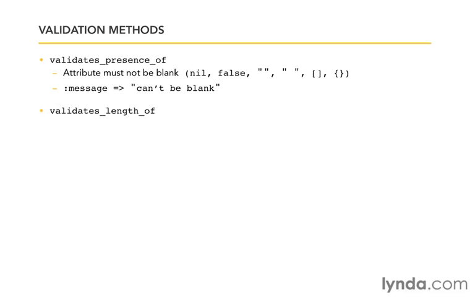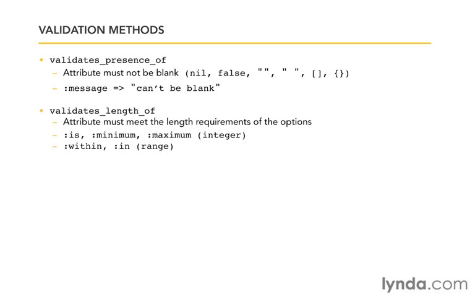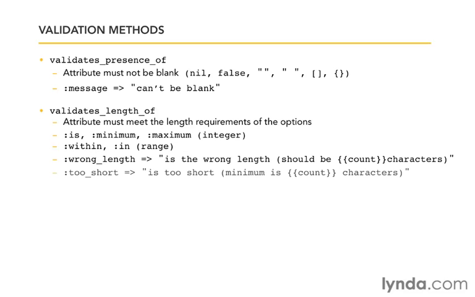The next validation is validates length of. Here we're not just interested that there is a value, we're interested in how long the value is, how many characters it has. In this case, we have to pass in something to the options hash so it knows what we're looking for. So validates length of name, and then we'd say is, and we could pass in whatever the length ought to be. That would be if it was a precise length. Or we could pass in minimum if we want to make sure that it's above a certain number, or maximum if it's below a certain number.